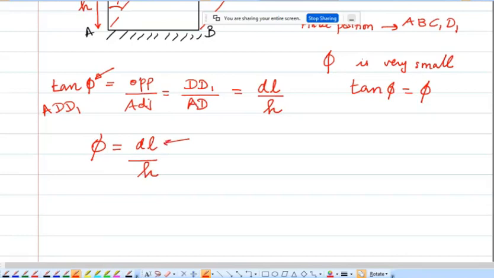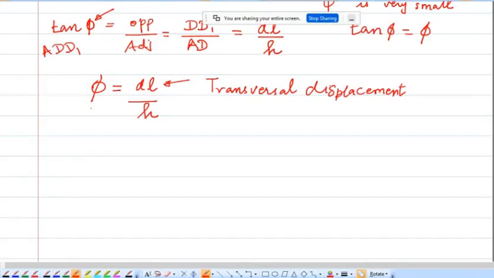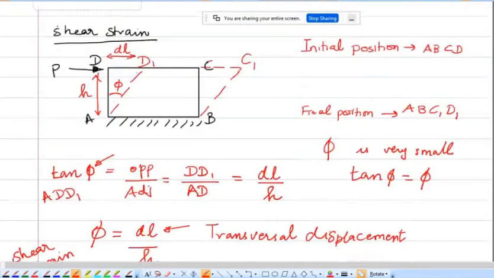What is this dL? This dL is the transversal displacement. Shear strain you can call by phi, or you can use the letter epsilon S. Both are shear strain. You can indicate by either phi or epsilon S. So shear strain phi is given by the ratio of transversal displacement to the height h. This height h is the length AD.